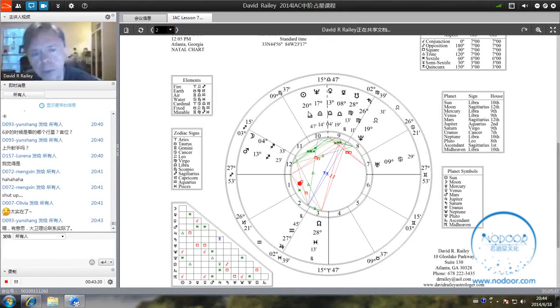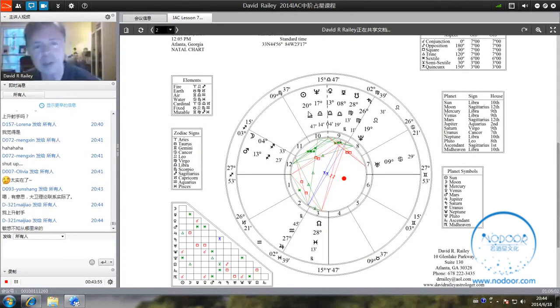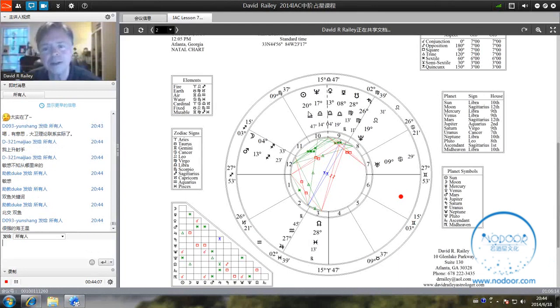So this is part of a life lesson. I'm still learning it. And so I think with anybody who has the ascendant square the nodes, there are certain lessons involved in that.